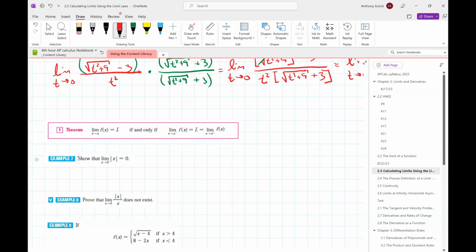And in fact, maybe I should say prove, because I don't want us to use a calculator to graph this, and I don't want us to do a table. I want us to do this algebraically. Can I do direct substitution on this?